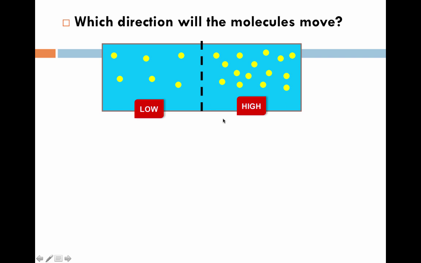Diffusion is the movement of molecules from a high concentration to a low concentration. So these yellow molecules will move from the right side to the left side. That's diffusion. All you need to know is which direction will the molecules move. It always goes from a high concentration to a low concentration.